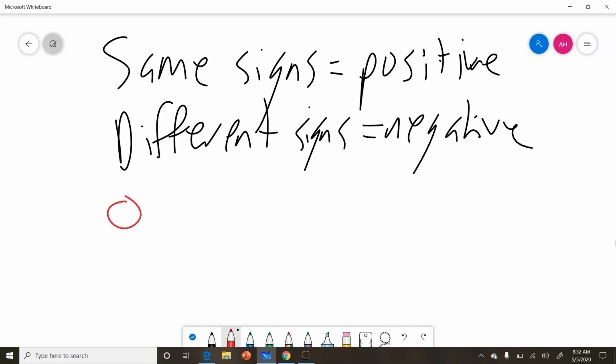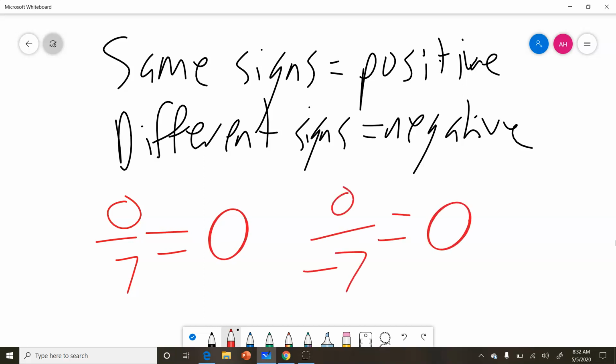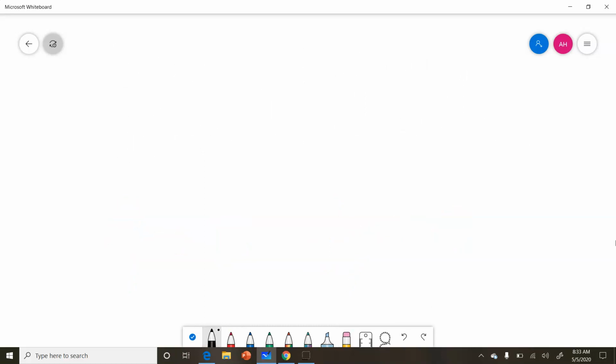Also, if you divide 0, it equals 0. It doesn't matter what the bottom is, negative or positive. You can't have a negative 0, right? You always just have 0. So keep that in mind whenever you're dividing or multiplying by 0. It doesn't matter what the sign is. It's going to be 0.